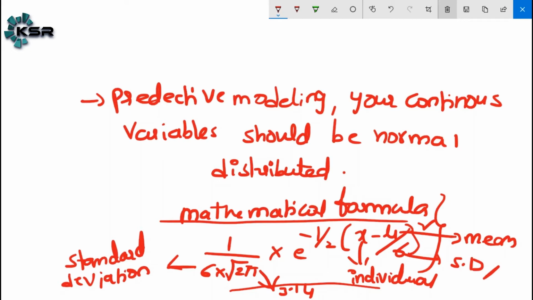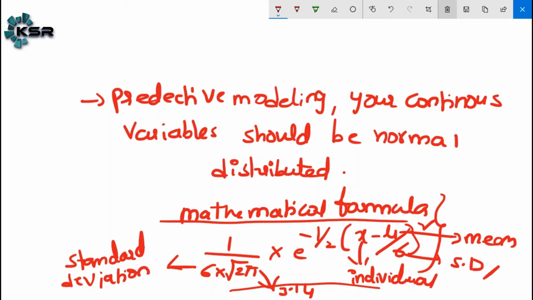Here first 1 by sigma into square root of 2 pi. Sigma is nothing but standard deviation. X is the individual value. Mu is nothing but mean value. Sigma is nothing but standard deviation. This is the mathematical formula. We are not going to use this formula. We have a separate formula for the standard normal distribution for the statistical purpose. We are not going to use this formula at all.